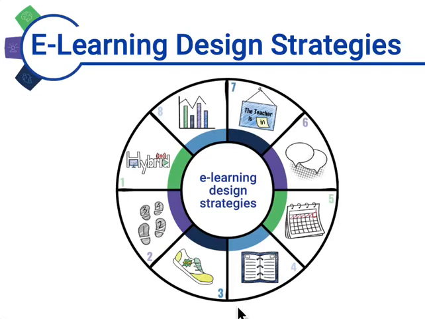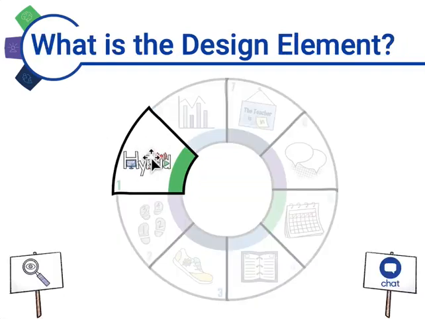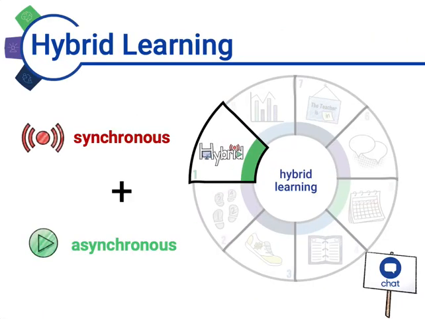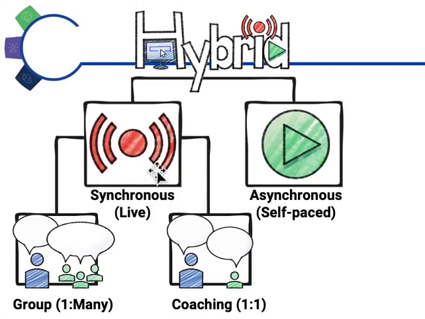Let's explore the 8 e-learning design strategies of effective online classrooms. The first one is a hybrid experience. Effective online classrooms combine synchronous, which is live, and asynchronous, which is self-paced classes into one cohesive classroom.